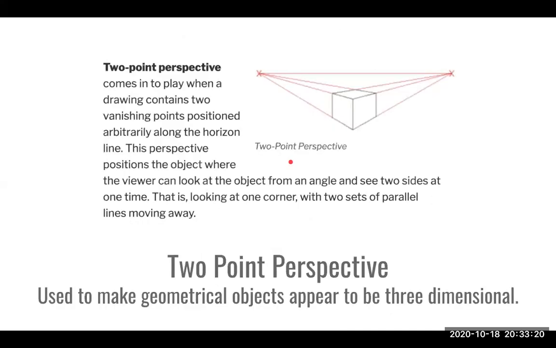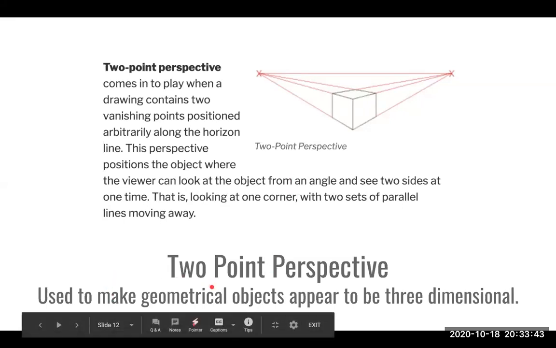So 2-point perspective comes into play when a drawing contains two vanishing points positioned arbitrarily along the horizon line. This perspective positions the object where the viewer can look at the object from an angle and see two sides at one time. That is, looking at one corner with two sets of parallel lines moving away. So 2-point perspective is used to make geometrical objects appear to be three-dimensional.